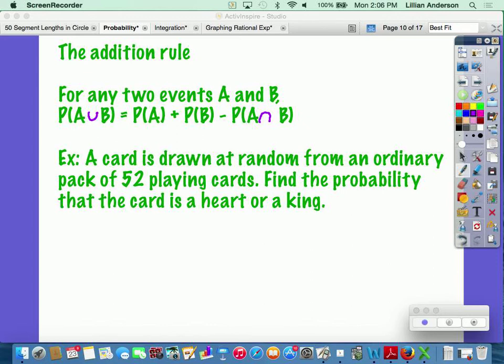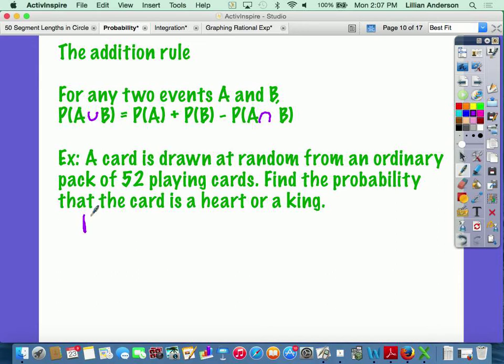It says a card is drawn at random from an ordinary pack of 52 playing cards. Find the probability that the card is a heart or a king. Okay? So, basically, the fact that it's a heart or a king represents the union. What represents A? That you'll get a heart. What does B represent? The event of you drawing a king. So the probability that you'll get a heart or a king represents this union right here.